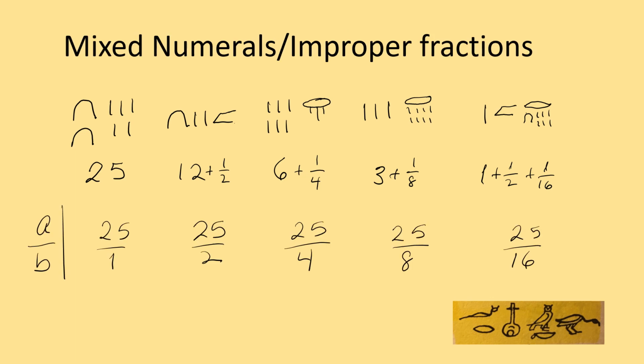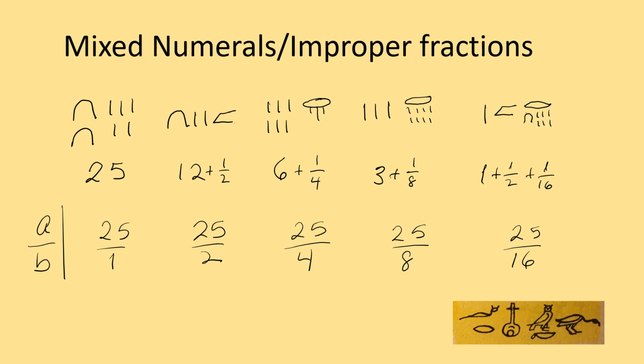And the terminology that we are given for these sets of numbers varies depending on the teacher, the textbook, and the time that you are introduced to them. But for the most part, we identified some of these as mixed numerals, some as improper fractions. And the 25 by itself is a whole number.